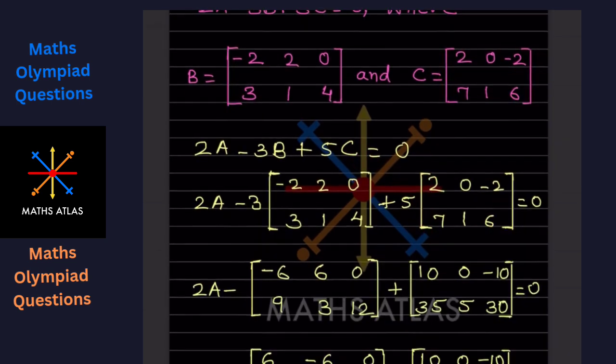So now what you will do, again here 2A you will keep as it is, this minus sign as it is. You are going to multiply this into this, that is minus 6. This into this is, don't look at the sign outside, so that will be 9. Again this into this is 6.